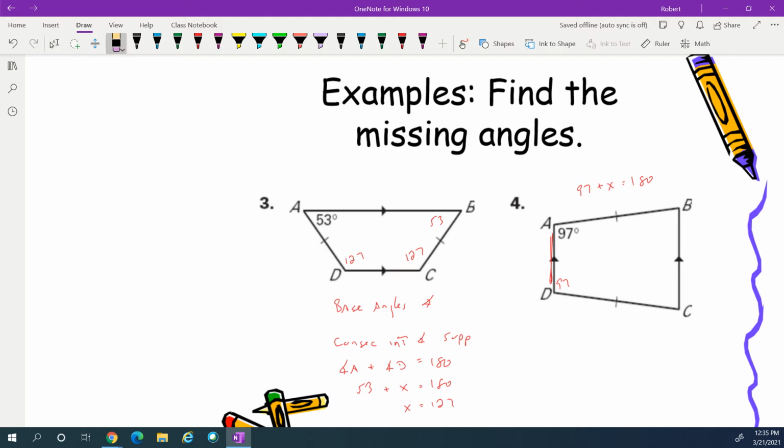83. Now my pen. Okay, there we go. 83. And of course, our other base angle. Whew, need that coffee to kick in.